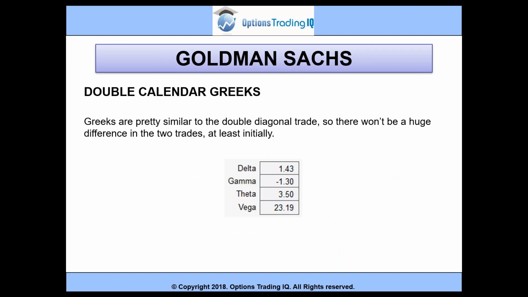In terms of the Greeks on the double calendar, they're pretty similar to the double diagonal. So there's not going to be a huge difference in the trades, at least initially. You can see their delta's pretty similar, Theta, Vega, pretty similar to those numbers we looked at before.